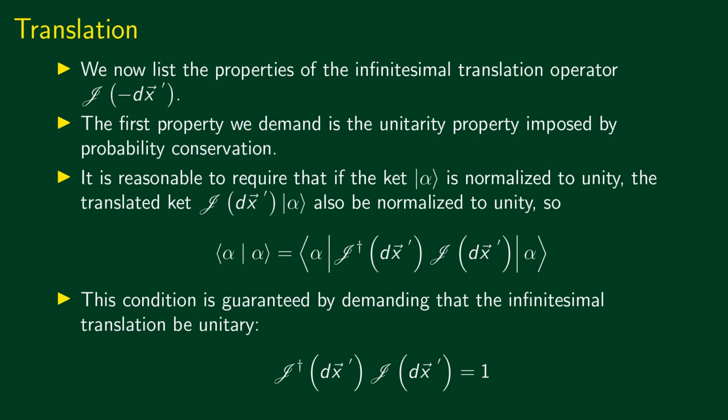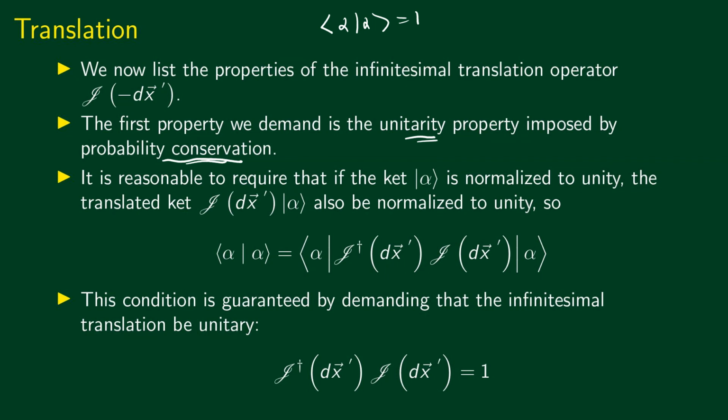The first property we demand is the unitarity property imposed by probability conservation. The idea is this: suppose we have a quantum mechanical system. By simply translating it in space, we don't want the probabilities to change. The physics does not change by simply translating the system in space, so we need the probabilities to be conserved. One way of stating this is that if initially it's normalized to 1, the translated states also should be normalized to 1.